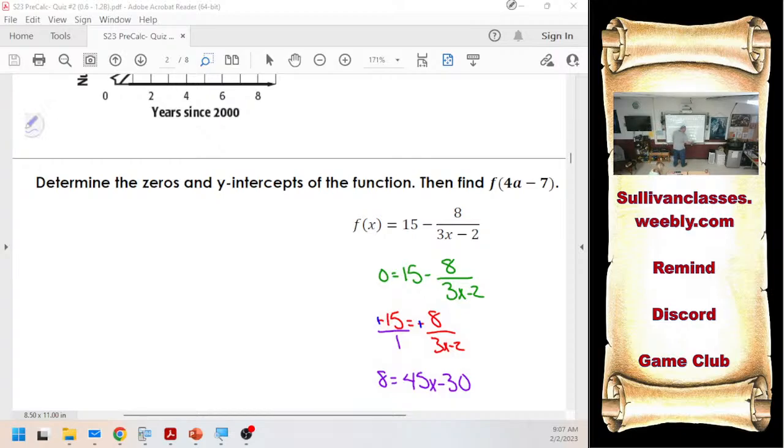Okay. If I multiply this side by 3x minus 2 and this side by 3x minus 2, these will cancel. I'll get 15 times this junk equals 8. We shortcut that by saying cross multiply. I'm just getting that off the denominator. Okay?